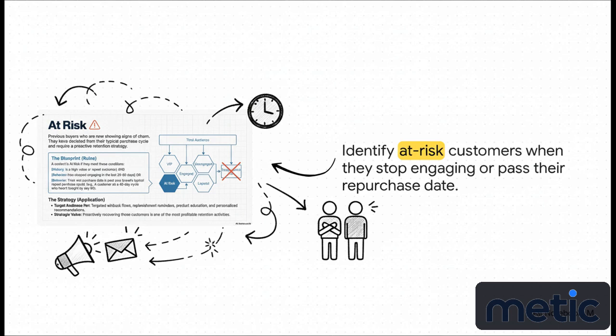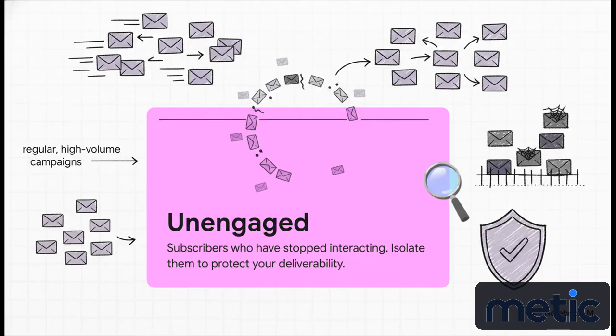Hitting them with targeted win-back flows and reminders is honestly one of the most profitable things you can do. The next bucket is unengaged. These are subscribers who have just gone quiet for a while now. And the key move here isn't just about trying to win them back. It's about protecting your sender reputation by pulling them out of your regular high-volume campaigns. We have to isolate them.